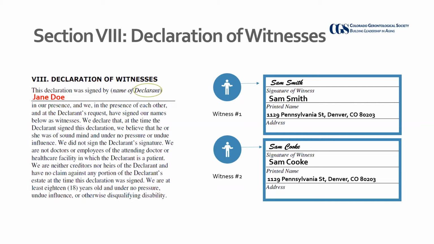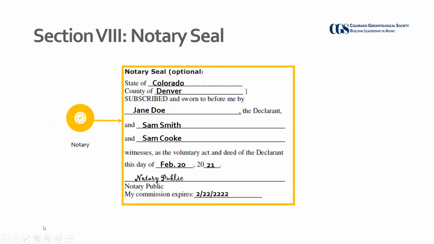The notary will need to require proof of ID. So both Jane, Sam Smith, and Sam Cook will need to give proof of ID. And here we have witness 2, which is Sam Cook, Sam Cook's signature. Then we have Sam's printed name, and we have Sam's full address.